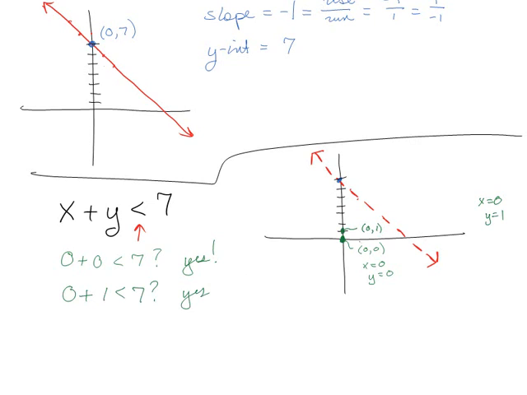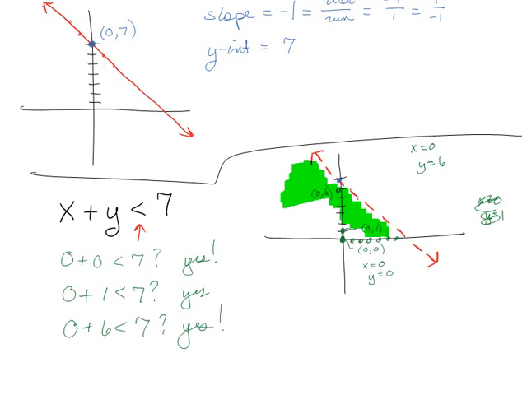Okay, now believe it or not, I could pick a bazillion points all around here. Let me get up to 6. What if I pick 0, 6? That means x is equal to 0, y is equal to 6, and you're probably getting the pattern right now. 0 plus 6 is indeed less than 7. So that's part of my solution set. So actually, anything that I pick in this section here is going to be an answer.